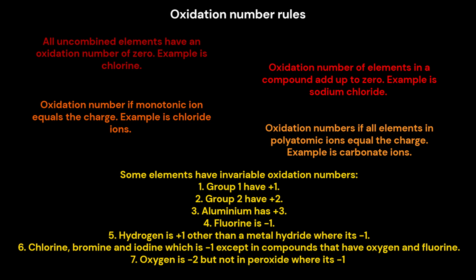5. Some elements have invariable oxidation numbers, so group 1 elements have a +1 oxidation number. Group 2 have a +2 oxidation number. Aluminium has a +3 oxidation number. Hydrogen has a +1 oxidation number, but not +1 when in metal hydrides where it's -1. Fluoride has a -1 oxidation number. Chlorine, bromine, and iodine have -1 oxidation numbers, but not -1 when they're with oxygen or fluorine. Oxygen has a -2 oxidation number, but not in hydrogen peroxide.